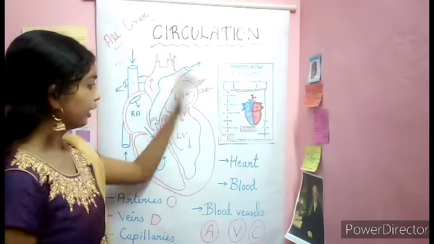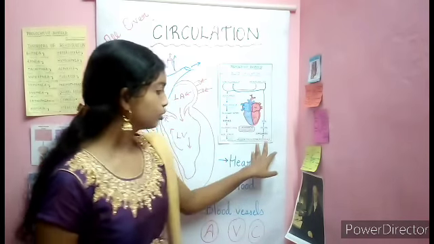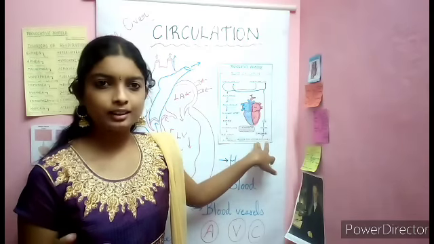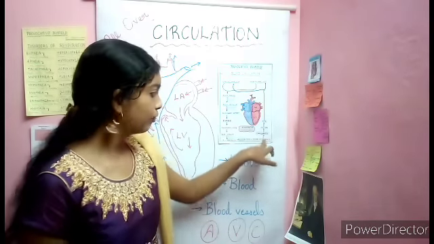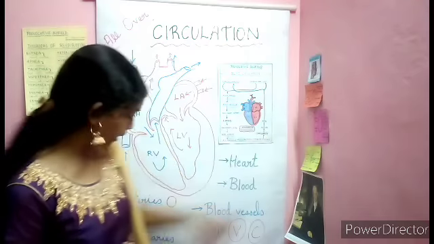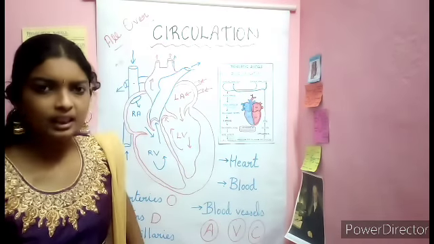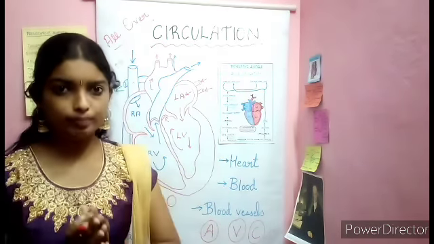From the aorta, it goes to arterioles. Arterioles are small arteries. From the arterioles it leads to capillaries. Capillaries are the third type of blood vessel. They are a tiny network of blood vessels.